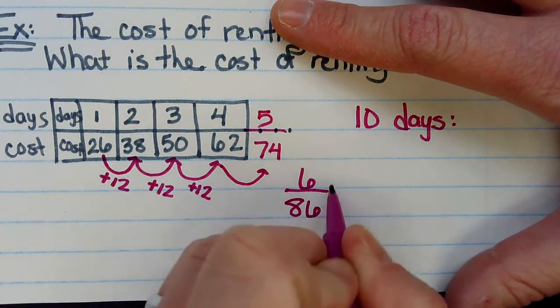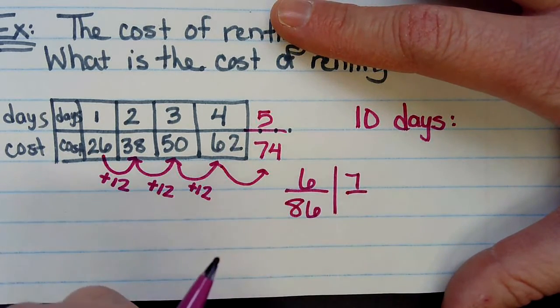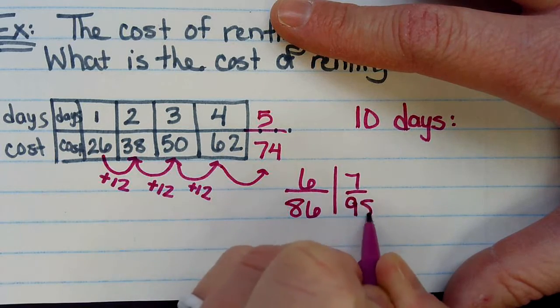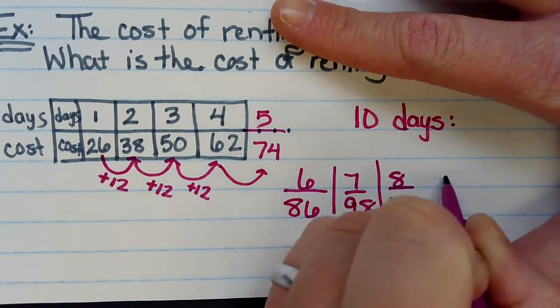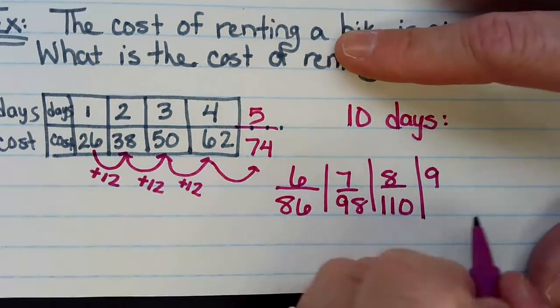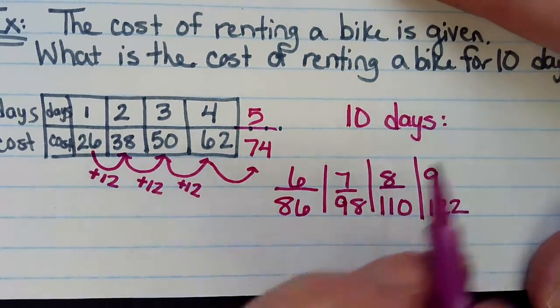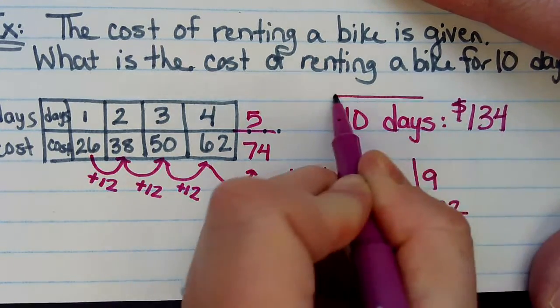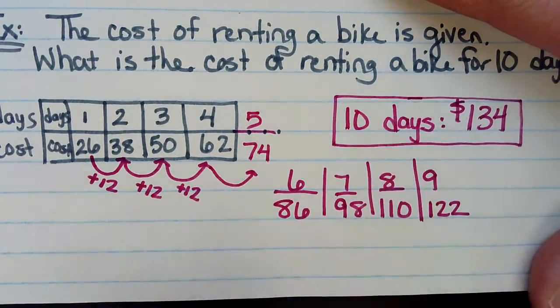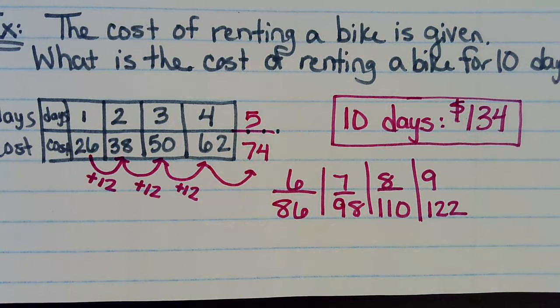86. 7th day? 98. Here we go. 8th day? 110. 9th day? 122. And finally on 10 days? $134. If you want to rent a bike for 10 days and this continues, it would cost you $134 to rent a bike.